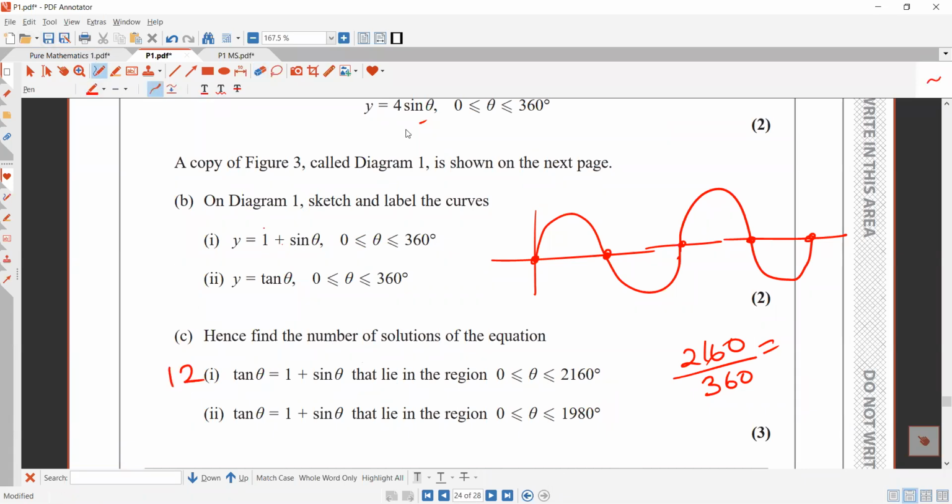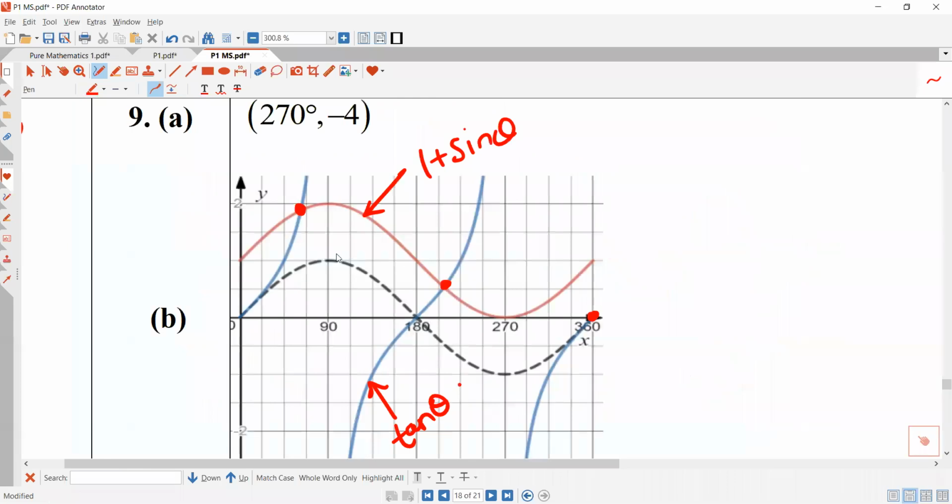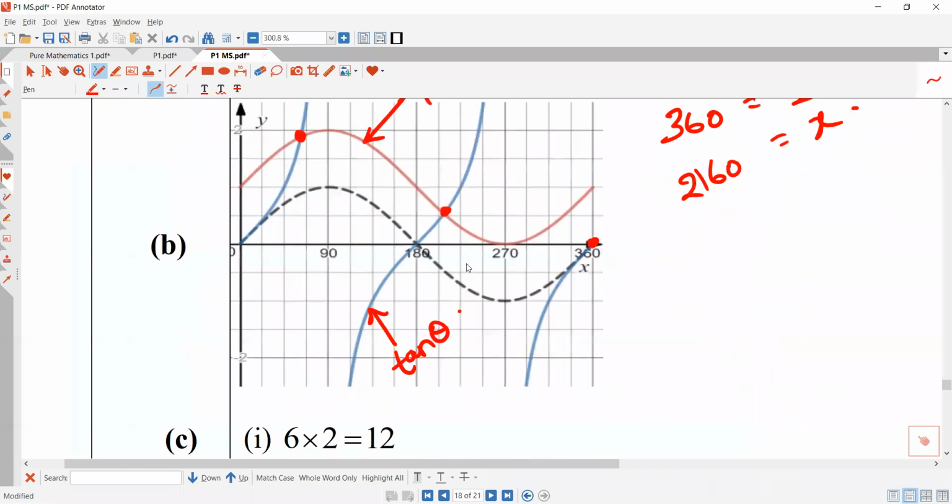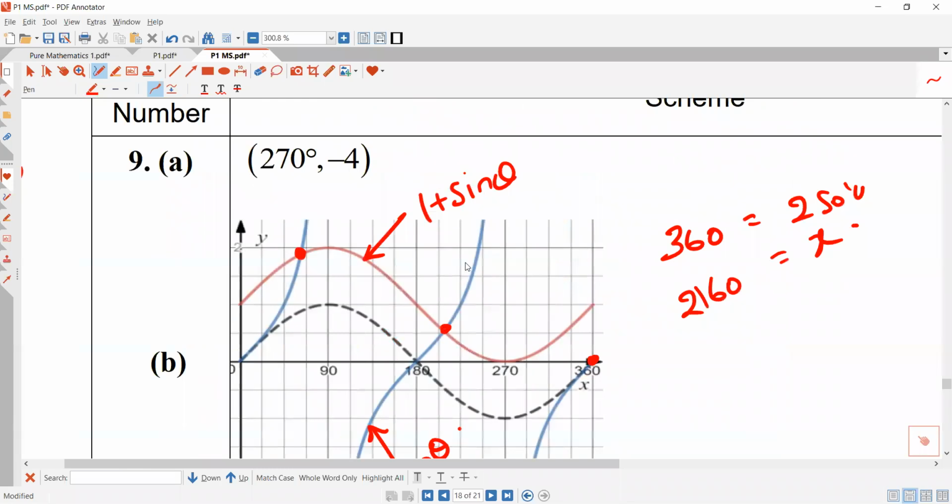Look, now again I'm telling you. In 360 degrees, how many solutions? 2 solutions. So in 2160, how many solutions? Do it in your calculator, find the answer. I'll say the answer: 12 solutions. Understood? Everyone, online people.